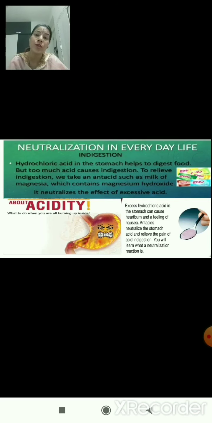But when too much of this acid is secreted in the stomach, or sometimes when we eat so much acidic food, it leads to indigestion. To relieve this indigestion, we take an antacid such as milk of magnesia. So this milk of magnesia is nothing but magnesium hydroxide, which is a base. So when you consume this base, it neutralizes the acid which is secreted in your stomach, and as a result of this, you get relief from the acidity problem.